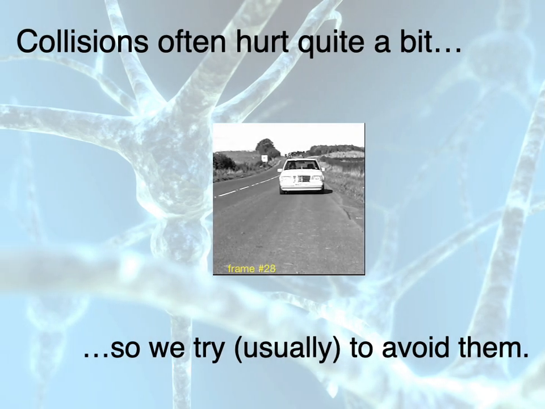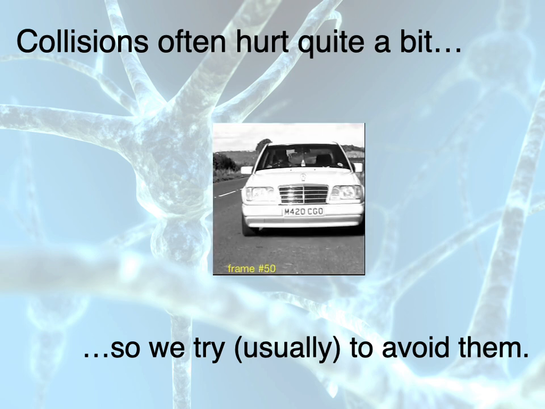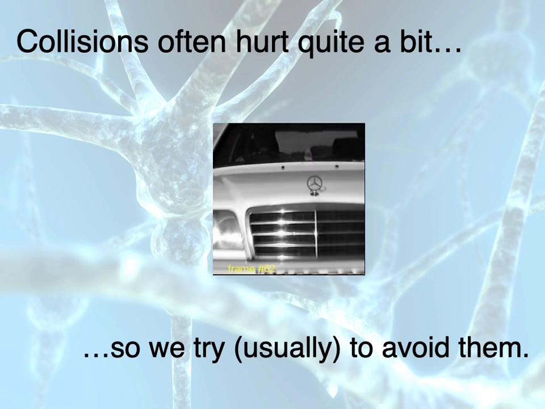So why do we care about object approaches? Normally organisms try to avoid collisions, okay? Because usually they imply some damage or they often hurt quite a bit. And so look at this car approaching, and this is one application that would come out of that. So to avoid forward collisions.